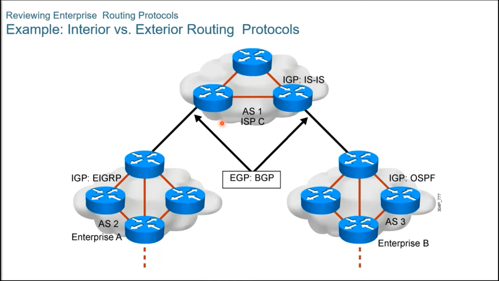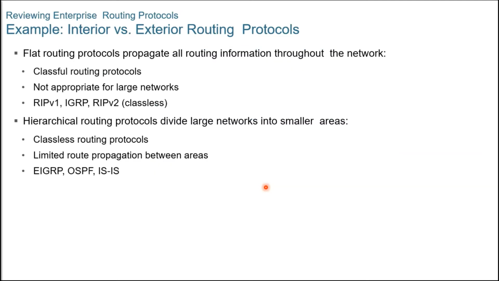But connecting these different autonomous systems, that is where we use the exterior gateway routing protocol, or EGP, like the Border Gateway Protocol, or BGP. Okay, so interior versus exterior routing protocols.